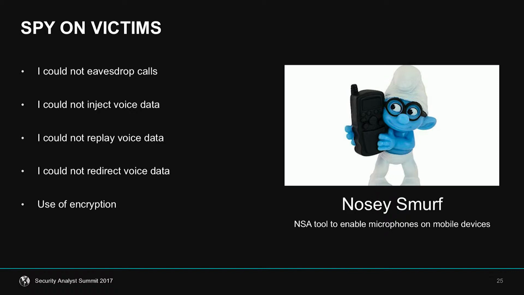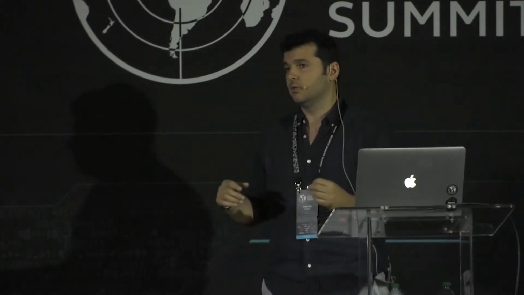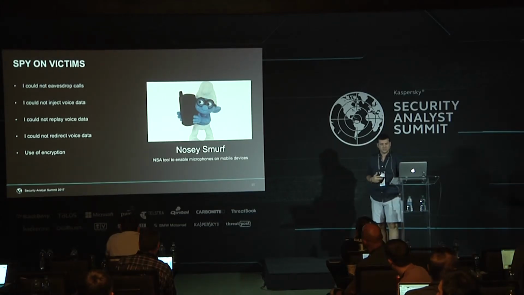I tried to send it to another iPhone just to see if I could do something there. And basically, encryption was screwing me over, right? So I was looking at things that I could do, and while looking at it, I hit this Nosysmurf, which is basically an NSA program that they have to spy. You guys are probably familiar with it, to open mics remotely on Android and iOS, right? So I was wondering, could I do something similar?